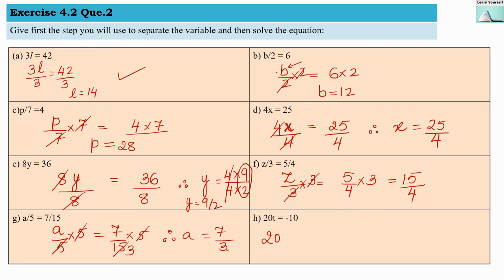Now 20 into T equals minus 10 is there. If I want to remove this 20, which is in multiplication, I have to divide the RHS with 20. Same way, I am going to divide the LHS with 20. So this 20 will get cancelled out, and 10 twos are 20. So t equals, I will get minus 1 divided by 2, because the minus sign is there. So that is how we are going to solve these equations.